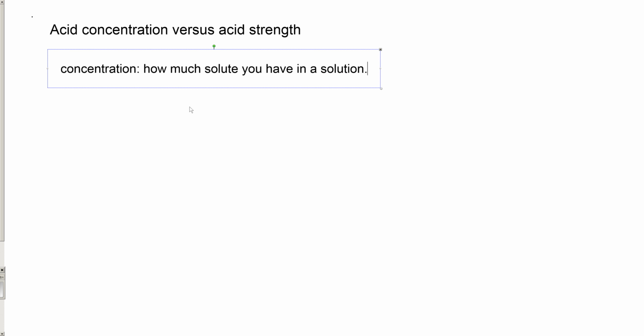Acid concentration and acid strength is a tricky concept for Chem 20 folks to get their brains around sometimes. I'm going to try to make it as simple as I possibly can. We talked about concentration before, and we said that concentration was how much solute you have in a solution.